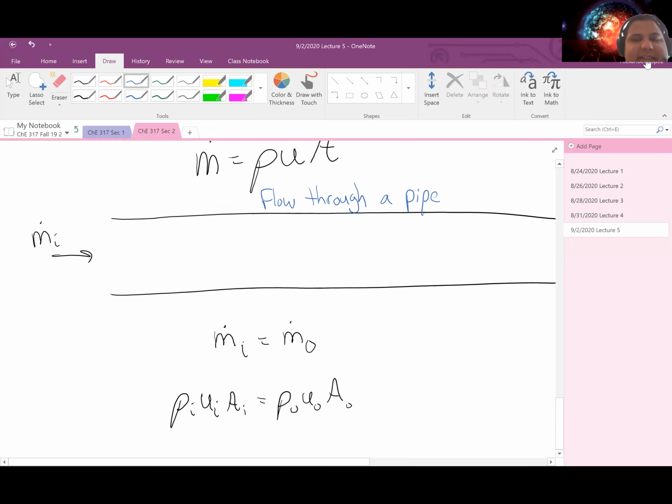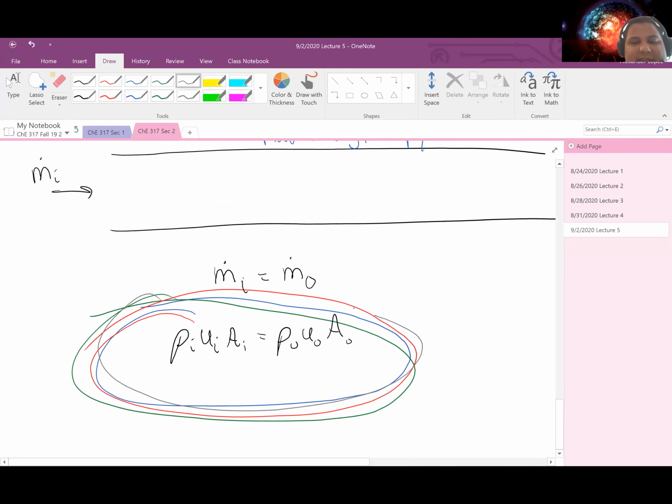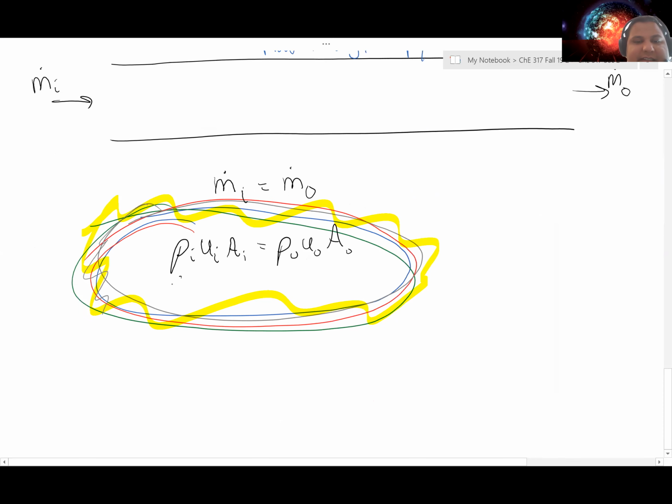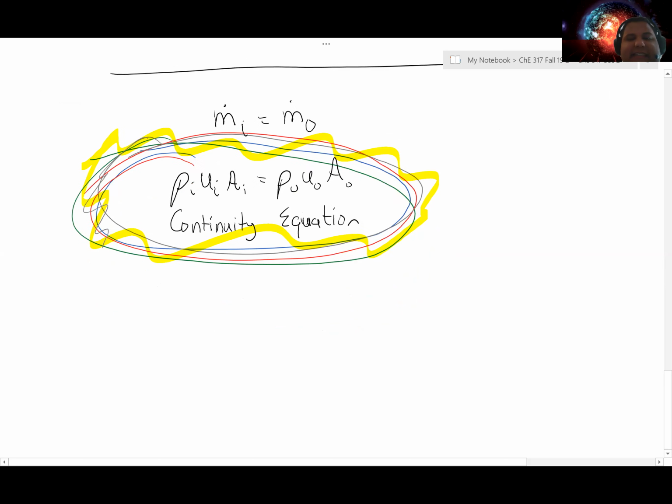Now this equation is extremely important, so I'm going to bring out all the colors for this one. You need further emphasis on the importance of this. This is an extension and a more applied form of what's known as the continuity equation. So please make sure that you really understand the implications of this.